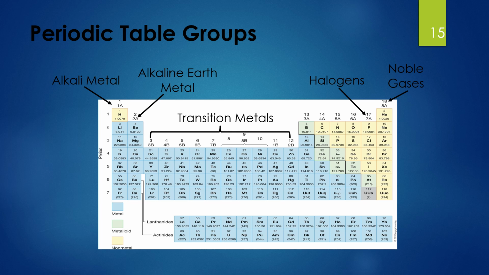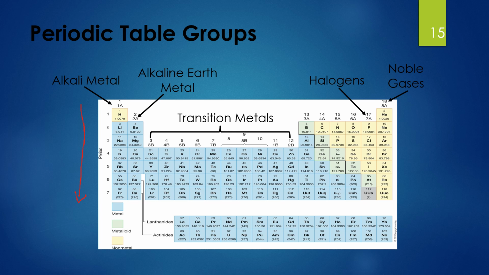So you not only need to know where the metals, metalloids, and nonmetals are on the periodic table, but you also need to know certain specific groups. And when I'm talking about a group, I'm talking vertically, up and down the periodic table. So going in this direction is a group. You do not need to know every group on the periodic table, just the ones that are labeled here.